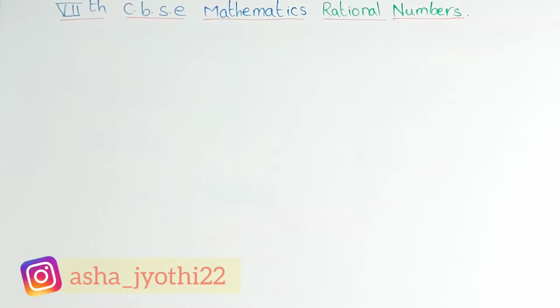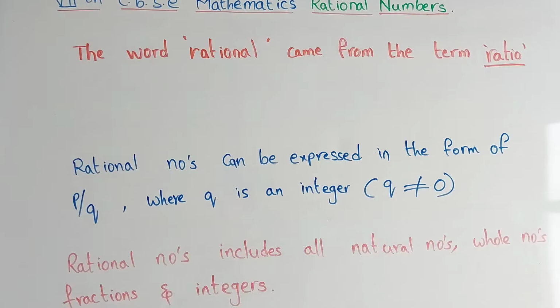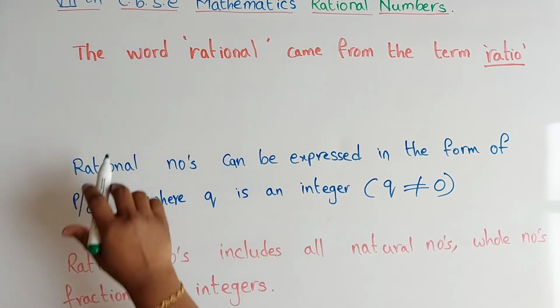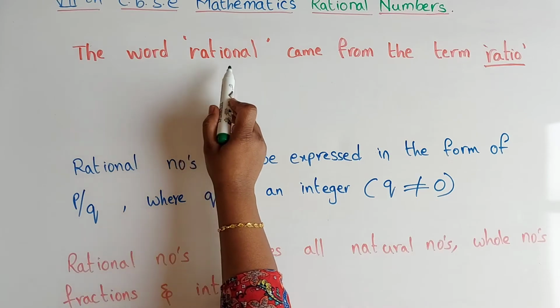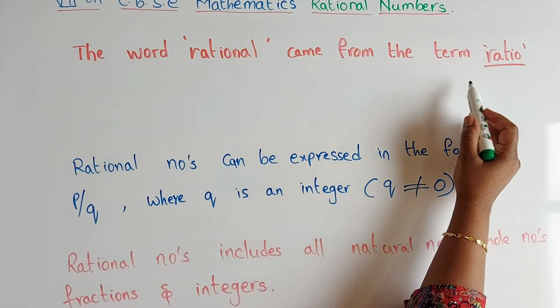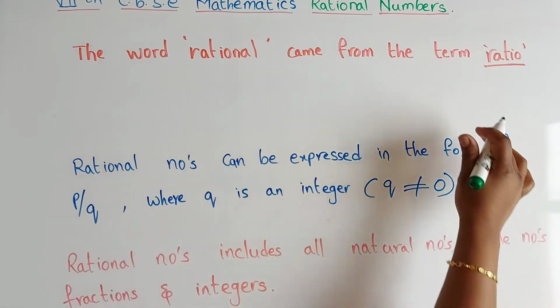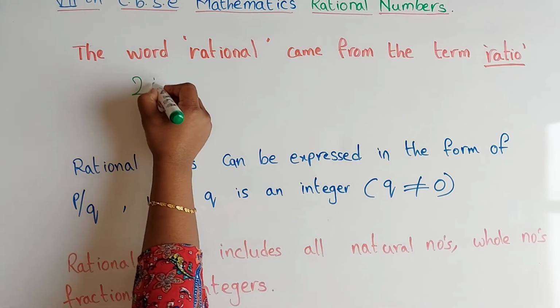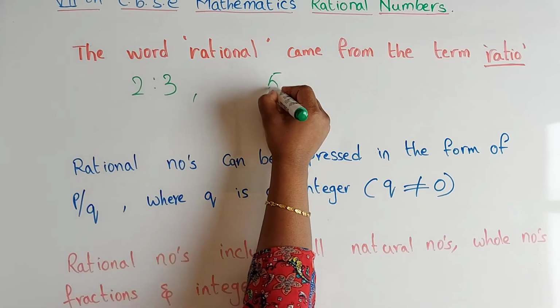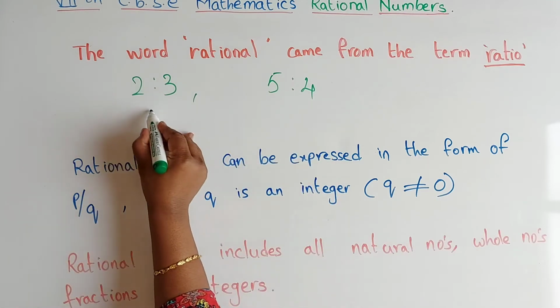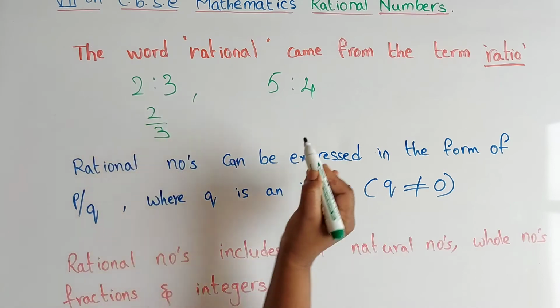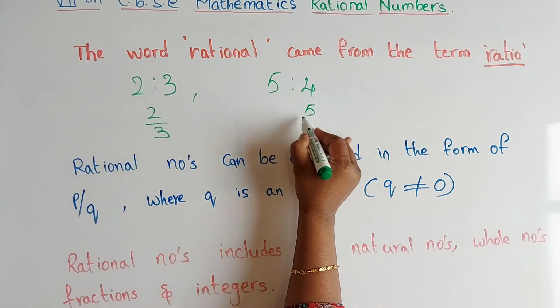In this session we are learning a new chapter, rational numbers. The word rational came from the term ratio, children. See, ratio, right? Ratio means 2:3, 5:4, correct? These are the ratios you already know, right? Can I write 2:3 like 2 by 3? 5:4 like 5 by 4?